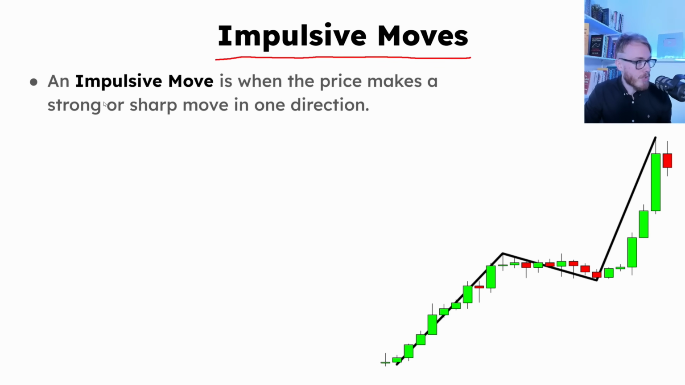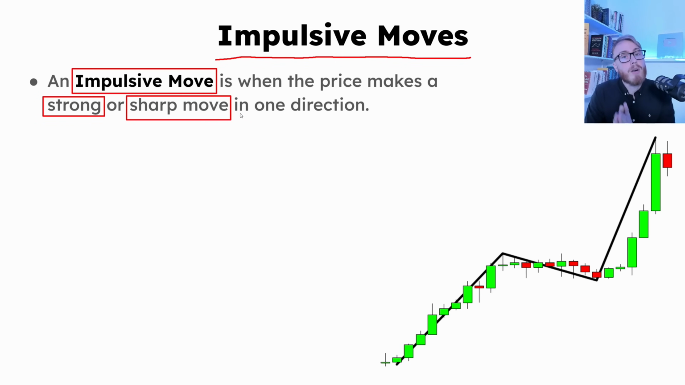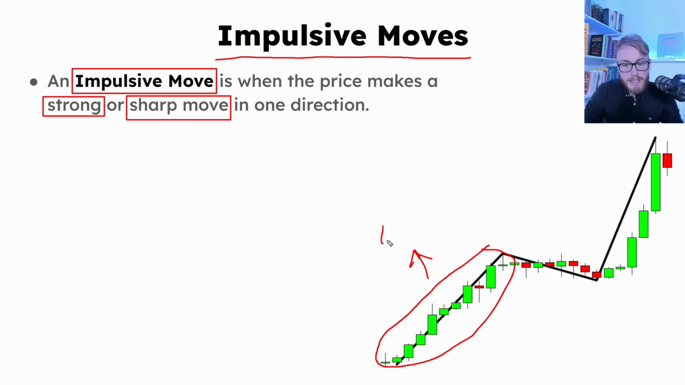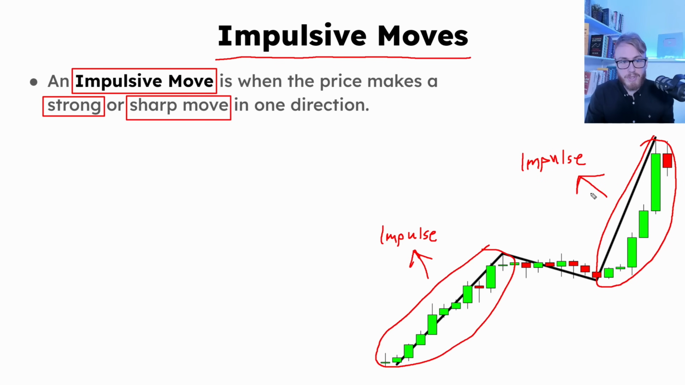And in very simple terms, an impulsive move is when the price makes a strong or sharp move in one direction. So for example, if we take a look at this chart right here, you can see that this move right here is a strong and sharp move towards the upside. So this right here is an impulsive move, or for short, impulse. And right here, we can see yet another. This was a very, very strong move. You can see lots of large body green candles. So another clear example of an impulsive move.